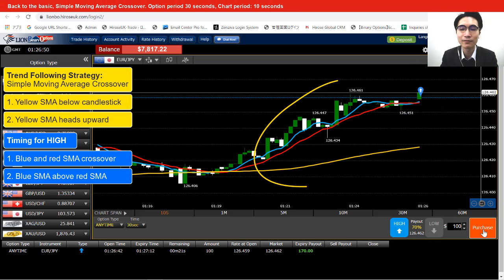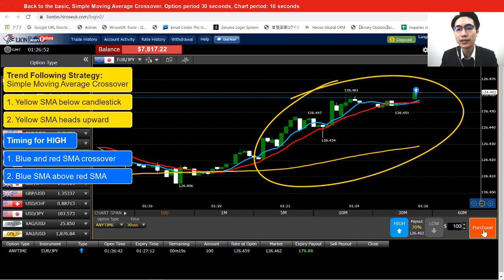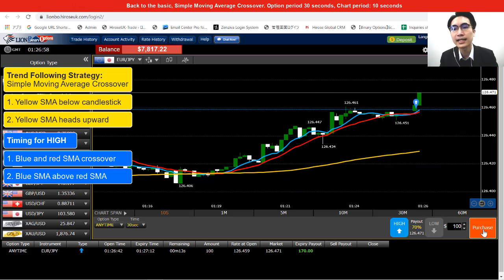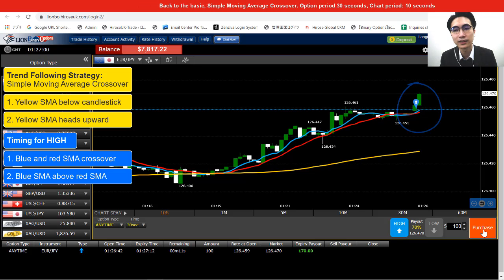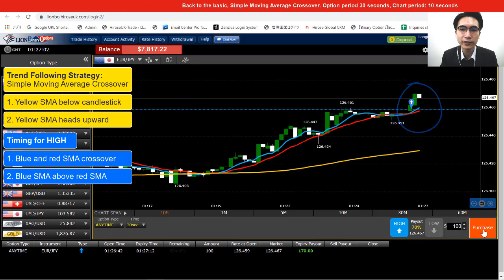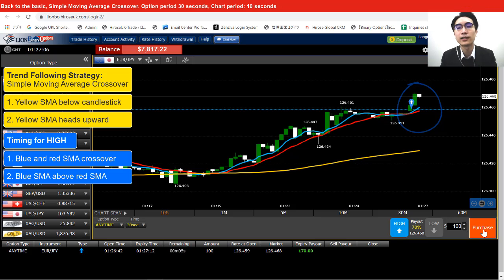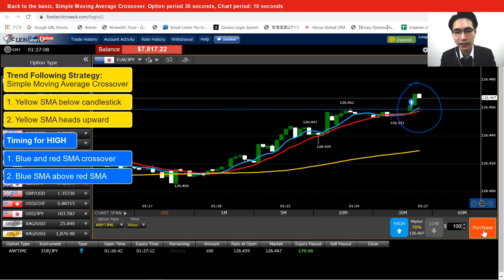First, again, I confirmed the trend direction. The yellow simple moving average is below the candlestick and is heading upward, so that's an uptrend. Next I move on to the blue and red simple moving average. At the crossover, the blue one is now above the red one, so that's a bullish indication. That's why I opened my trade there.